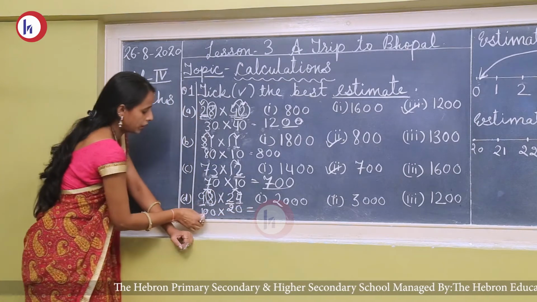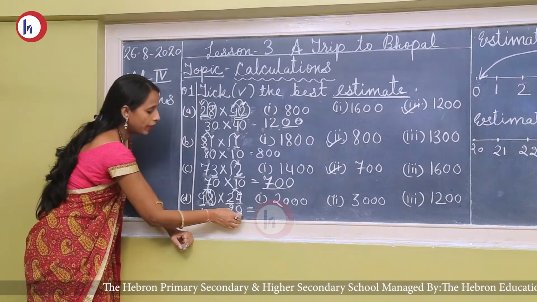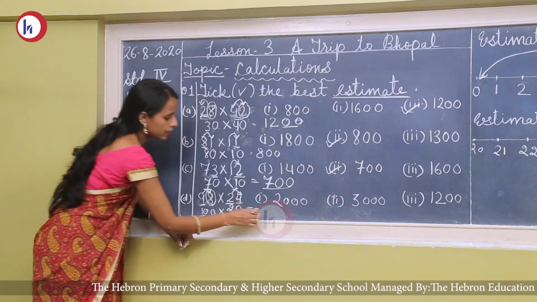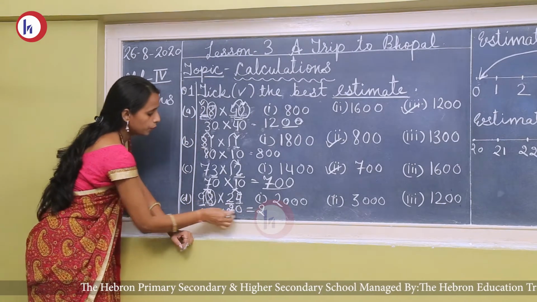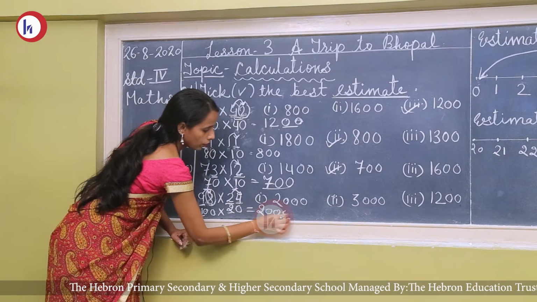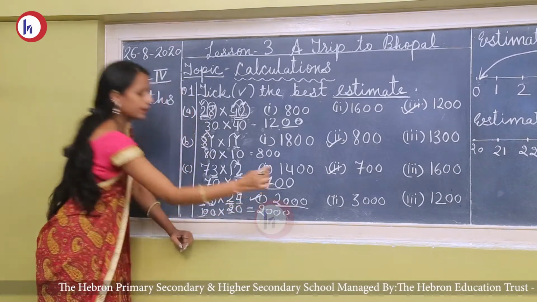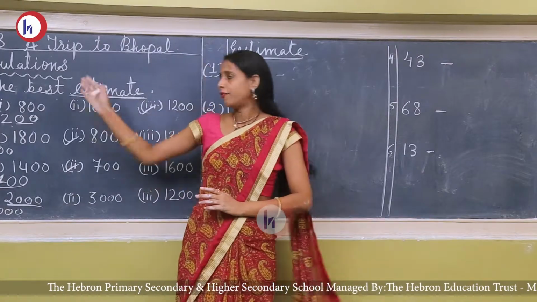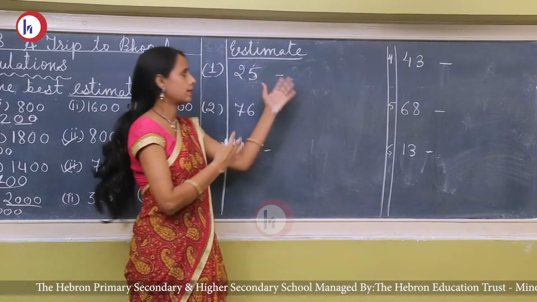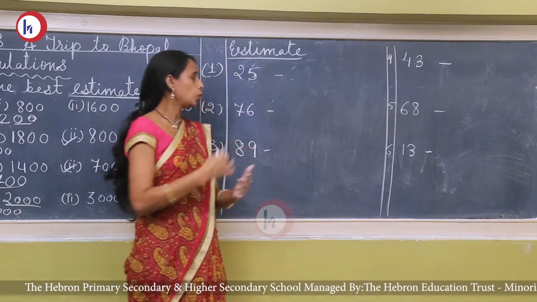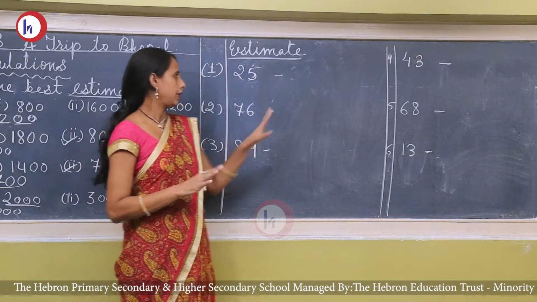Okay, so 100 multiplied by 20. So 2 multiplied by 1 is equal to 1, 2, 3, 0. So this is the right answer. After completing this exercise, let's take some examples of how to estimate 2-digit numbers.